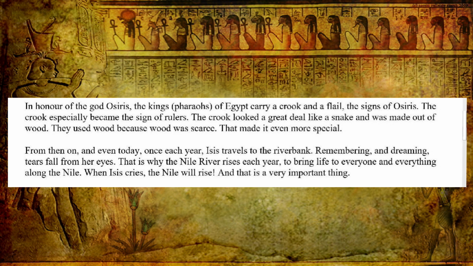From then on, and even today, once each year, Isis travels to the riverbank, remembering and dreaming. Tears fall from her eyes. That is why the Nile River rises each year, to bring life to everyone and everything along the Nile. When Isis cries, the Nile will arise, and that is a very important thing.